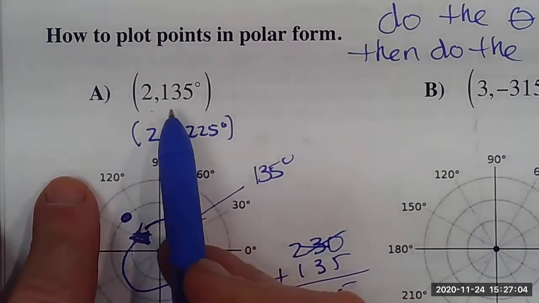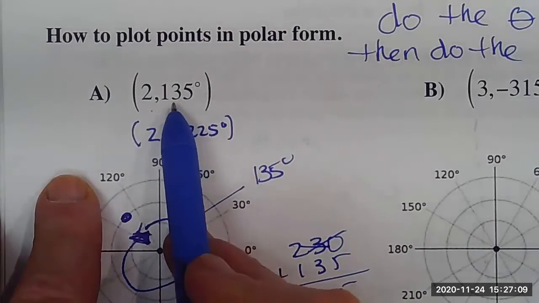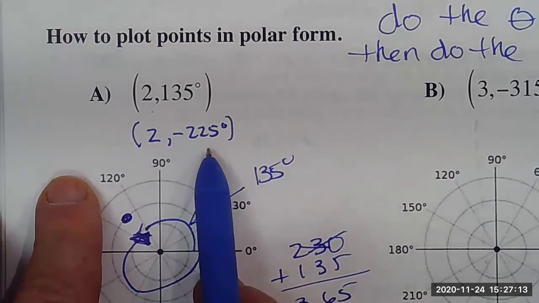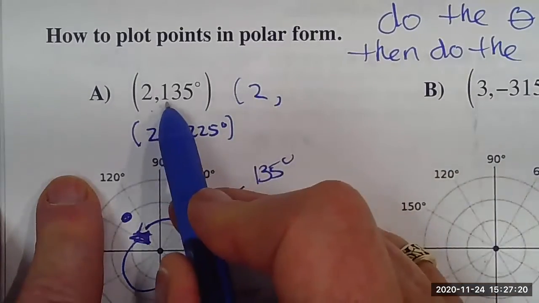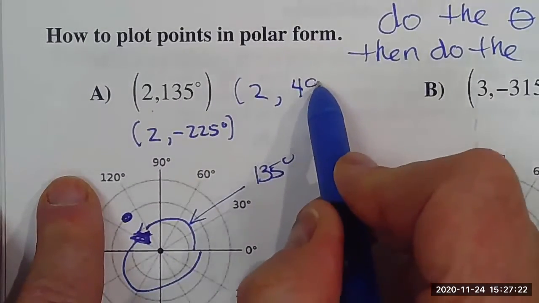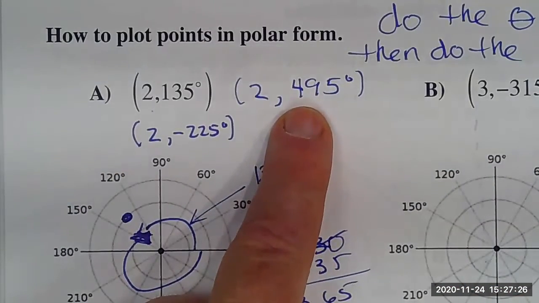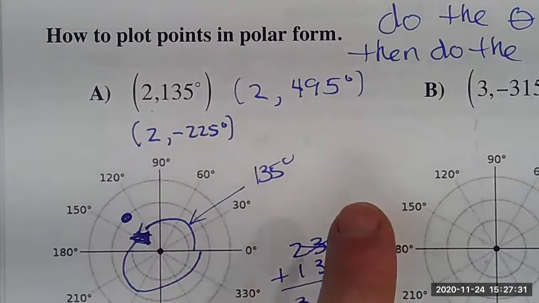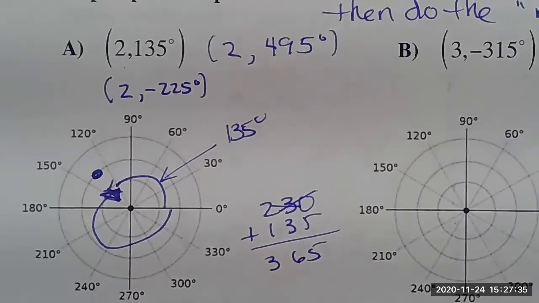Couldn't I just take a 360 and add another 360 to this? Couldn't I subtract another 360 from this? Here's another one. You can go 2, 495, if I did that right. That just goes a revolution plus a little bit more, and a little bit more is 135 degrees. So there's infinitely many ordered pairs in polar form.